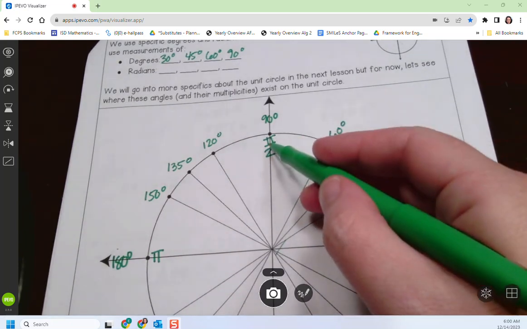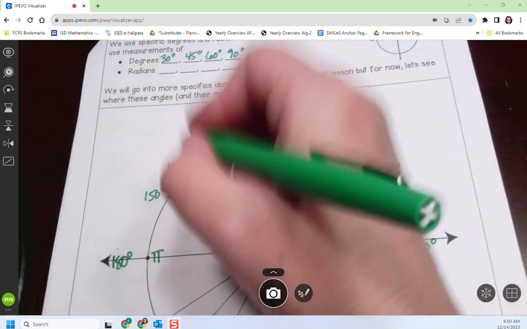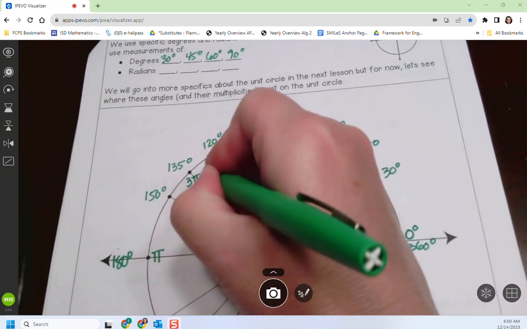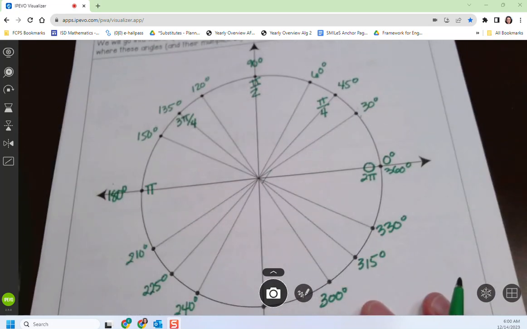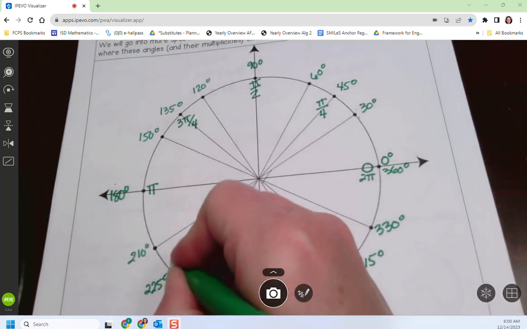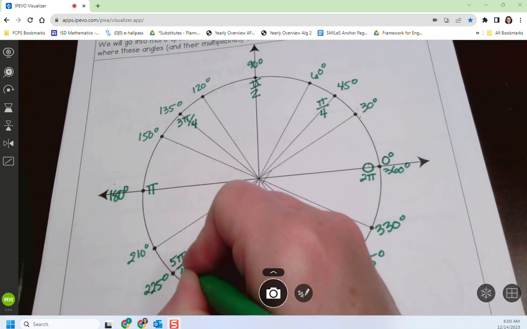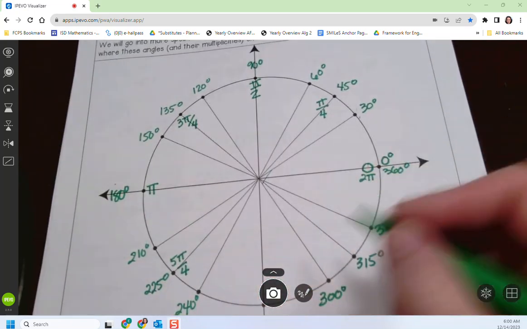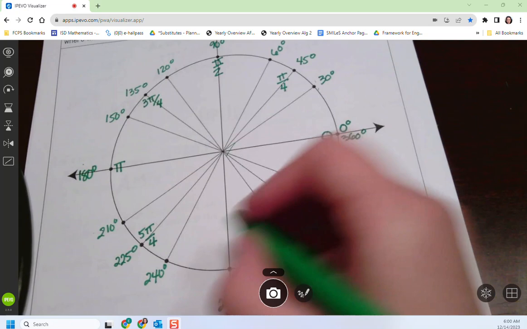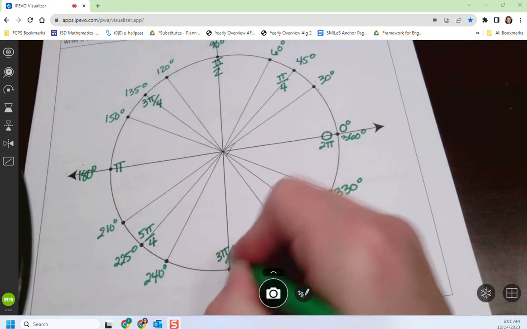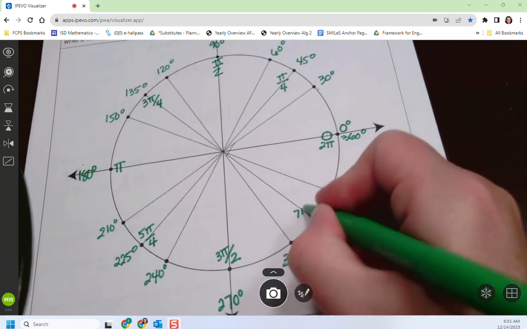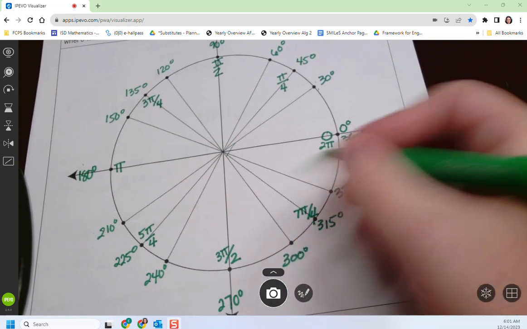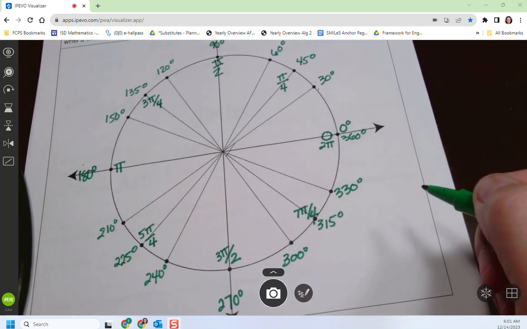This is 2 pi over 4, which is pi over 2. And then this one is 3 pi over 4. 4 pi over 4 is just pi. And this one is 5 pi over 4. 6 pi over 4 simplifies to 3 pi over 2. And then 7 pi over 4. And then 8 pi over 4 is 2 pi.